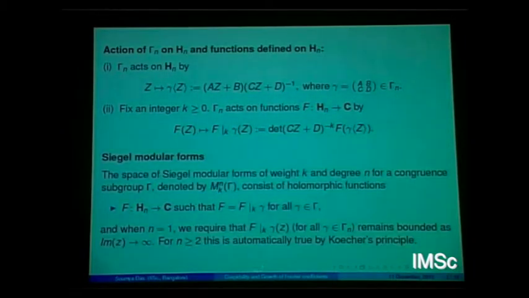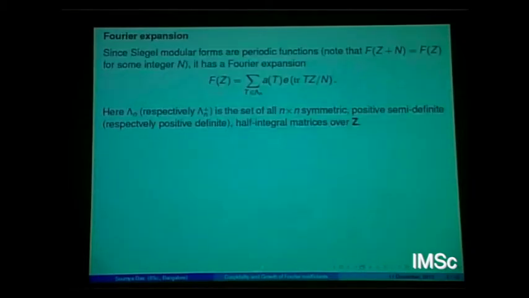And let's now quickly recall the Siegel modular forms. The space of Siegel modular forms of weight k and degree n for some congruence subgroup gamma consists of holomorphic functions from H_n to the complex numbers which are invariant under the action of gamma. And when n equals 1, we require some growth conditions at the cusps. For n bigger than or equal to 2, we do not need this. The space of such functions is a vector space, and they also have a Fourier expansion, and that's the main topic of this talk.